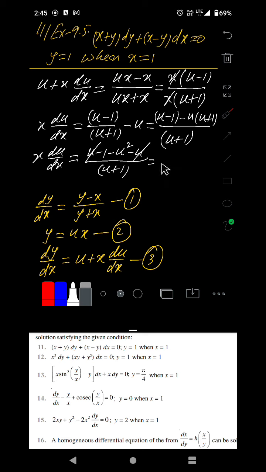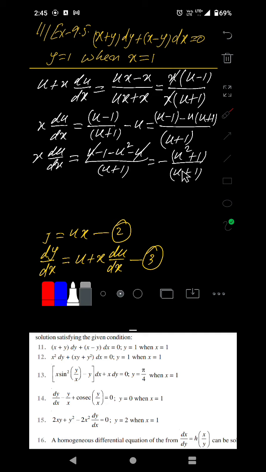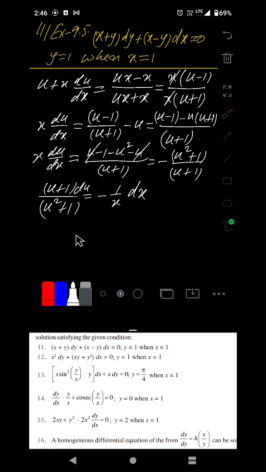So we may take minus common out of these two terms. We have -(u² + 1), or 1 + u², it is the same thing, and in the denominator u + 1. Now we have to transpose this expression (u² + 1)/(u + 1) to the left hand side towards du, and dx and 1/x to the right hand side. We may rearrange the terms as (u + 1)/(u² + 1) du = -(1/x) dx. This is variable separable form, and we have to integrate both the sides.